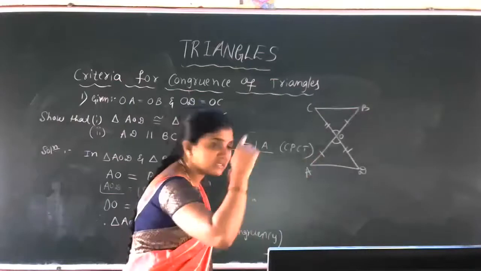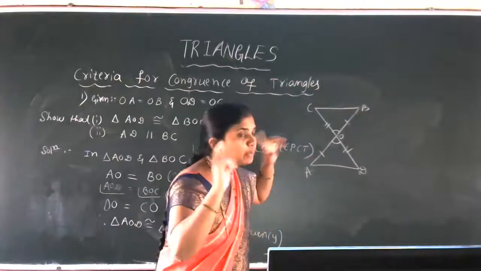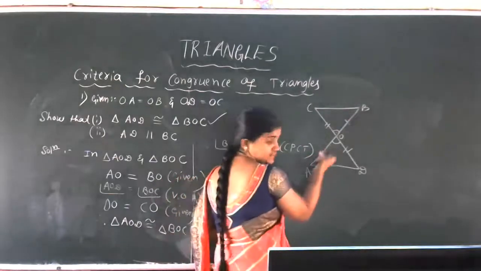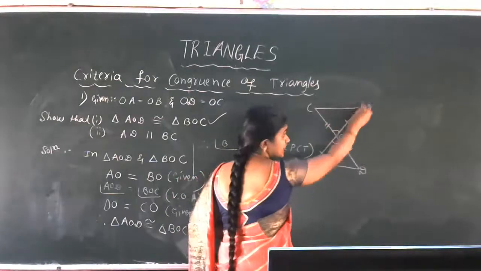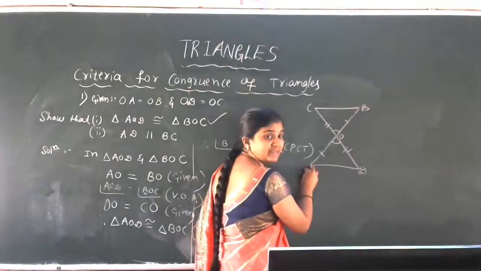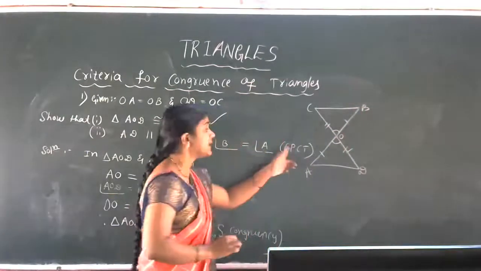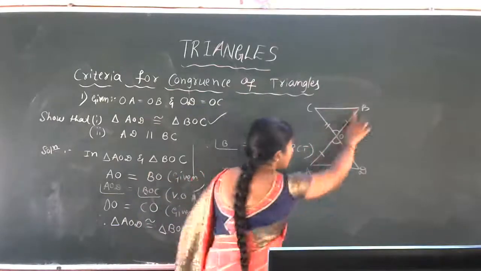Why is B equal to A only? Why can't we write C is equal to A? You have to be very careful while solving this problem. See here, this side is equal to this, in the sense this side will fall on this side. So this angle B will coincide with angle A. That's why angle B is equal to angle A, by CPCT.